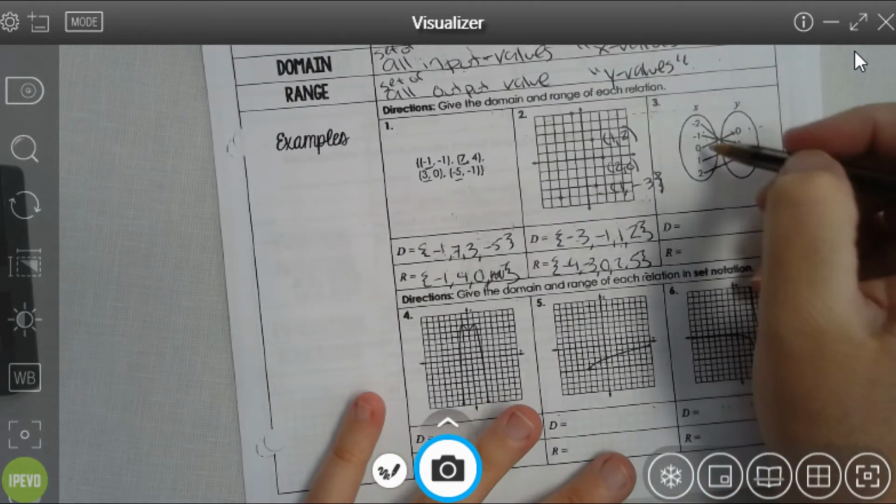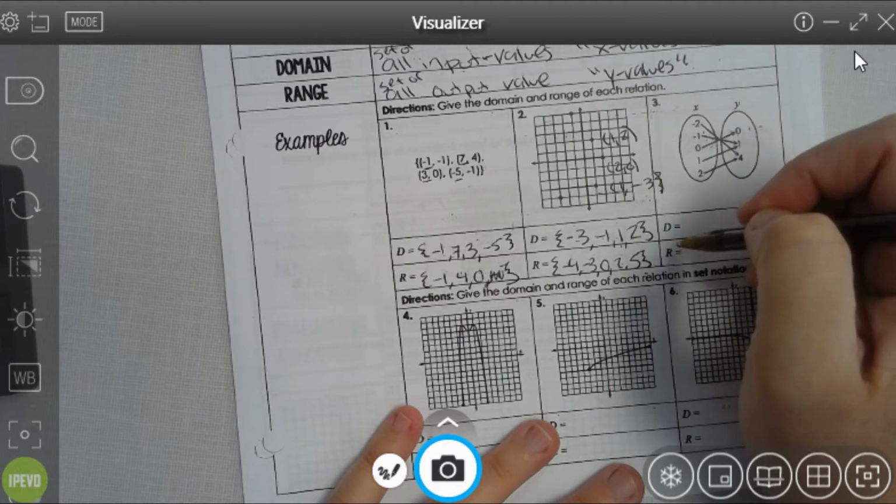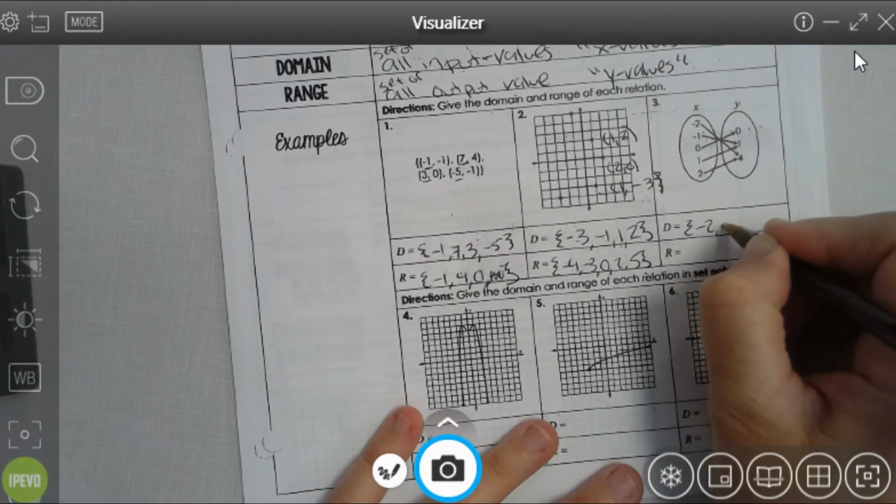Same thing here. These are all the x values, so that's what we typically call our domain. You would write down all those values in this spot. And then the range would be 0, 1, and 4.